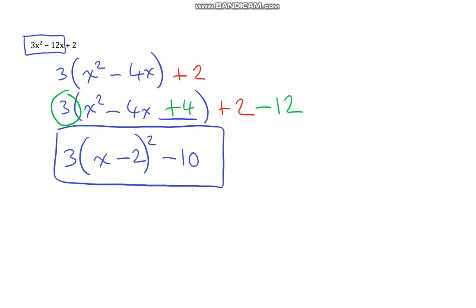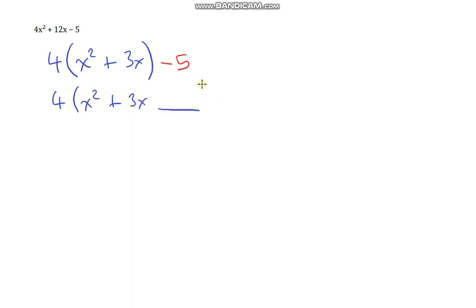Okay, let's do one more just to finish it off. Okay, so this time my coefficient is 4. So I'm going to have to factor out a 4 first of all. So 4, and then in brackets, x squared plus 3x, and then I've got minus 5. Okay, so now we can complete the square. So again, if I rewrite this, x squared plus 3x, and leave my space, and then write minus 5.